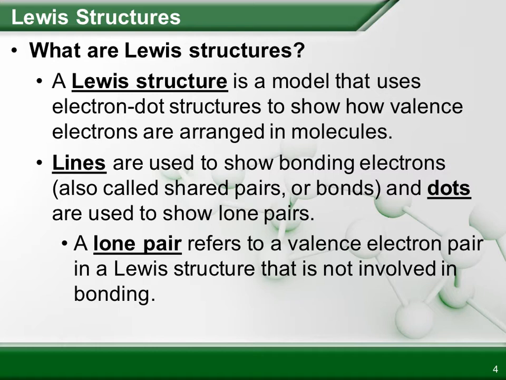The dots are used to show lone pairs. Remember, the lone pairs are the electrons that are not involved in bonding. And so we always pair the dots up, and we also use those in the Lewis structure.